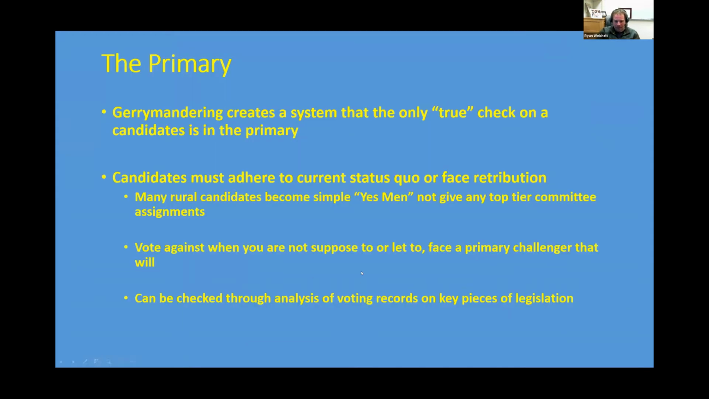All right. We talked about the primary, and how gerrymandering makes the primary the true check on these candidates. For the Republican Party, you had these rural candidates specifically that were yes men, right? And most of them at that time were men. Best job they ever had, they'll do anything they're told. And there were a few that actually bucked against what the party wanted, and they were primaried out. So this is what happens with gerrymandering. The true check becomes the primary. And again, we can see that reflected in some of the election results.